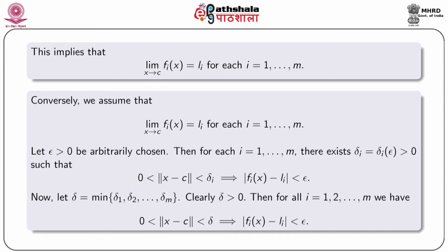Let delta be the minimum of delta 1, delta 2, up to delta m. Clearly, delta is positive and also dependent on epsilon. Then for every i from 1 to m, we have norm of x minus c less than delta but positive implies modulus of f_i(x) minus l_i less than epsilon.